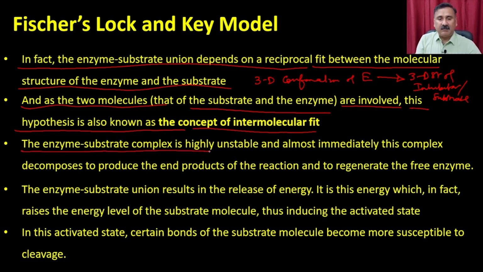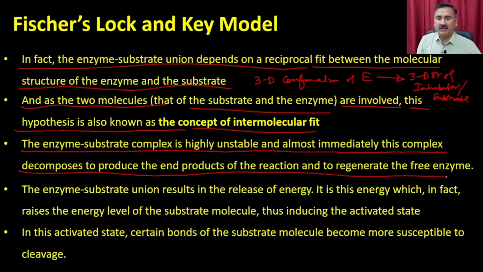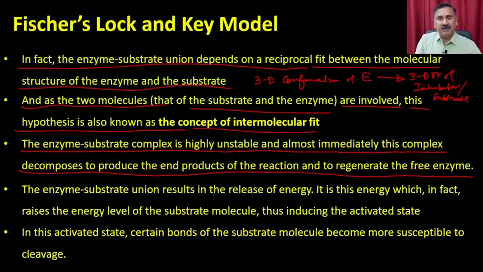The enzyme substrate complex is highly unstable, and almost immediately this complex decomposes to produce the end product of the reaction and to regenerate the free enzyme, which means as soon as the enzyme and substrate make a complex, an intermolecular rearrangement occurs, and that's how the enzyme substrate is converted into the product, and that product is released from the enzyme, and then this free enzyme is going to bind a new set of substrates.